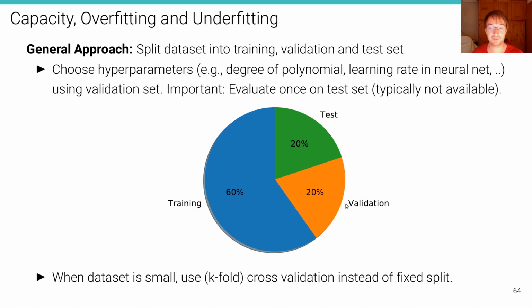A split that's commonly chosen is 60% training, 20% validation, and 20% test. When the data set is very small, we might not have enough examples for splitting the data set further. So we can use techniques such as k-fold cross-validation instead of a fixed split, as shown here. However, in machine learning, often the data sets are very large, and this is not a problem.